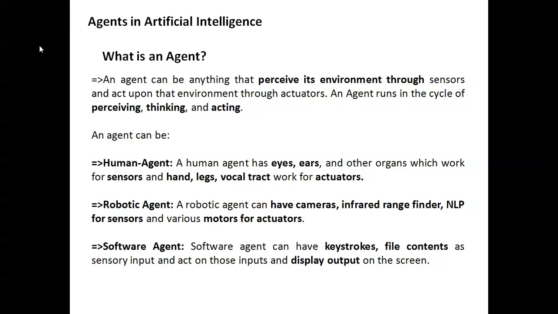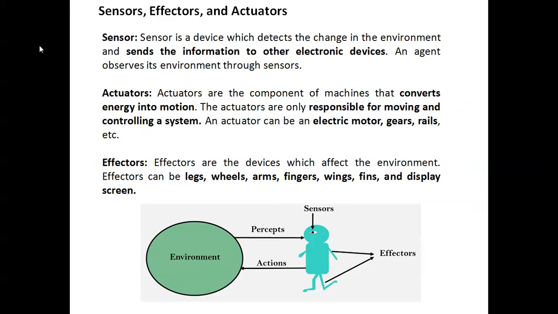Artificial intelligence has an agent. The agent can perceive the environment through sensors, think, and act. If you consider a human as an agent, our eyes and ears are considered sensors, and hands and legs are actuators. A robotic agent has cameras, infrared range finders, NLP sensors, and motors as actuators. For software agents, keystrokes and file contents are sensors, and the display output screen is an actuator. So sensor, effector, actuator. What is a sensor? The sensor senses information from the environment. Actuators, after sensing the environment, reflect in the environment through them. Effectors are the legs, wheels and display screens.